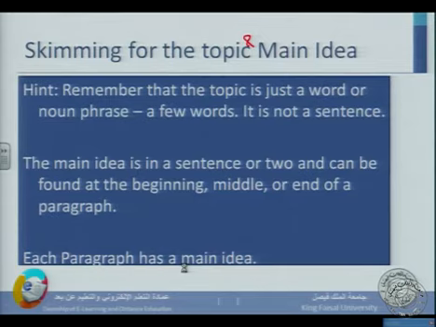Remember that the topic is just a word, noun or phrase, a few words. It's not a sentence. For example, if you read an essay about smoking, the disadvantages of smoking, what is the topic? We say the disadvantages of smoking. While the main idea is a sentence or two and can be found at the beginning, middle or end of a paragraph. The main idea is different from the topic. The main idea might be found at the beginning of the introduction paragraph. Okay?